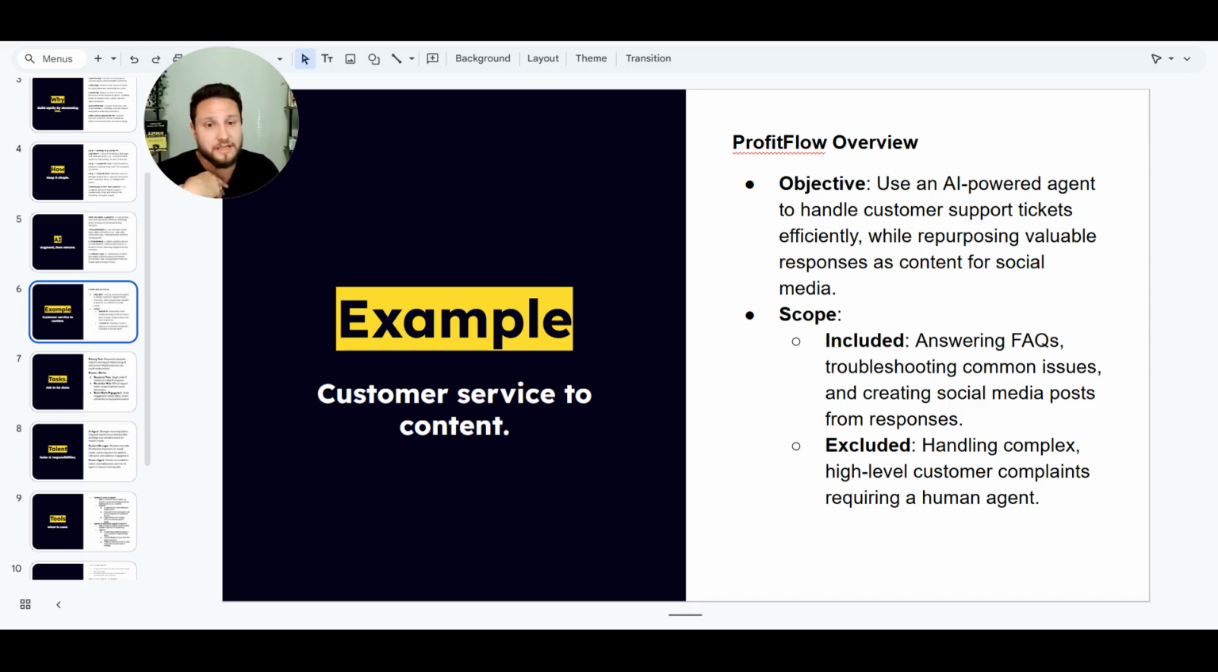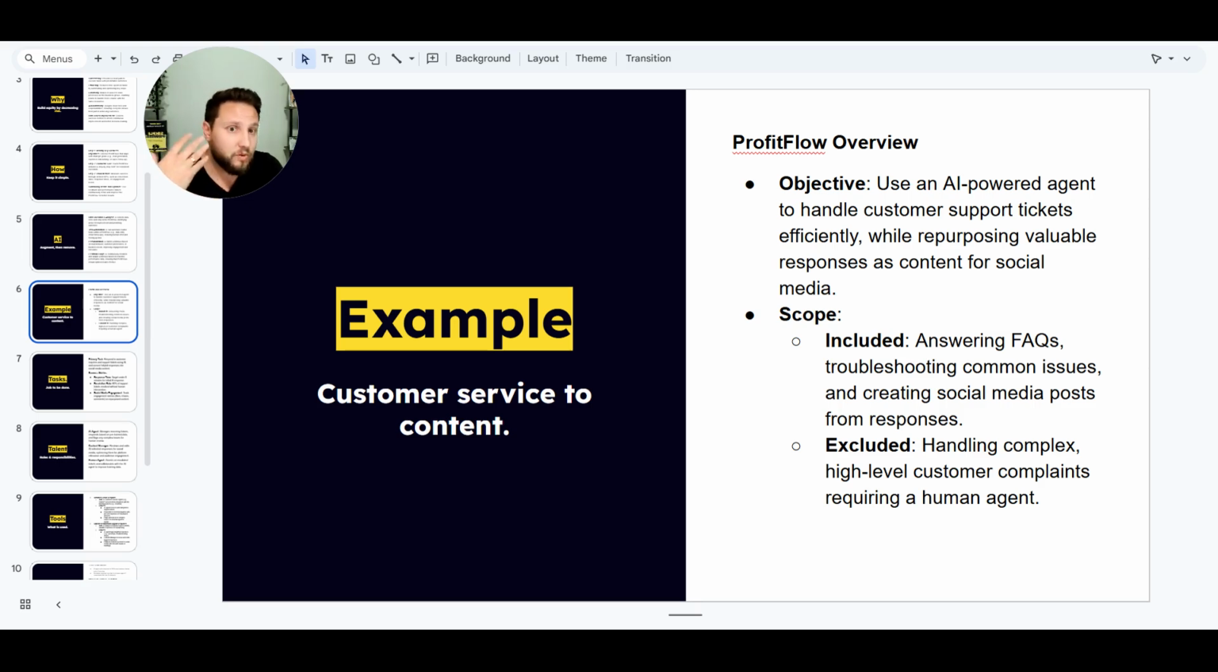So customer service to content, and the objective is to use an AI-powered agent to handle your customer support tickets efficiently. This is something that's very functional out of the box today. Most customer support desks even have AI agents at this point. We've had bots for a long time that do this type of stuff, and they're getting super smart now because you can train them off of your domain-specific knowledge bases.